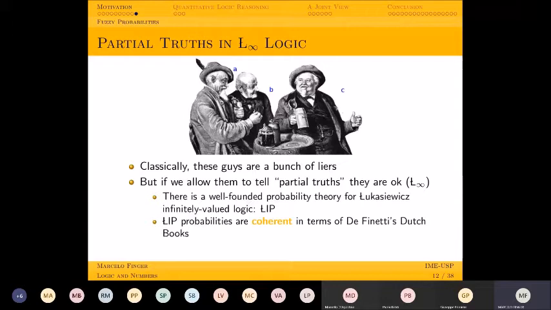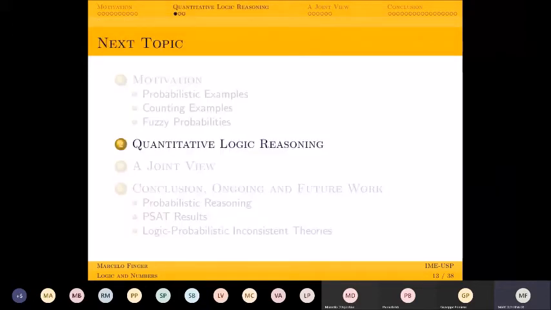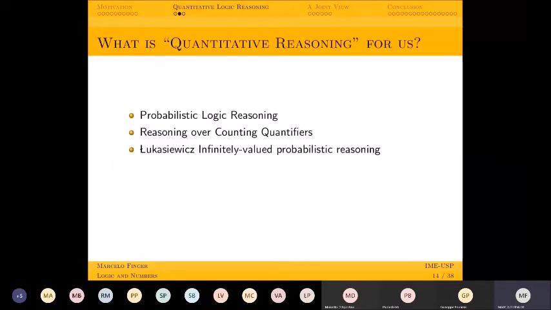Let me go on. But again, the same machinery that applied in the previous two cases can be applied here in more or less the same way. Okay, so all of this together I called quantitative logic reasoning, combining logic reasoning with quantities. So we've been dealing here with probabilistic logic reasoning in the propositional case.